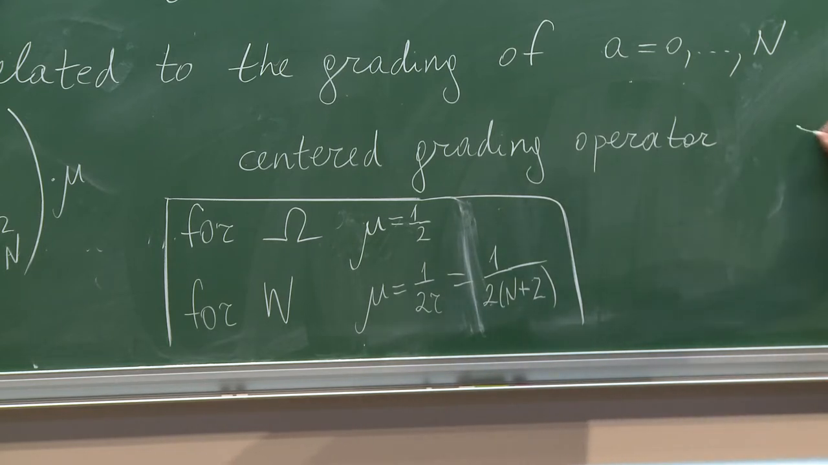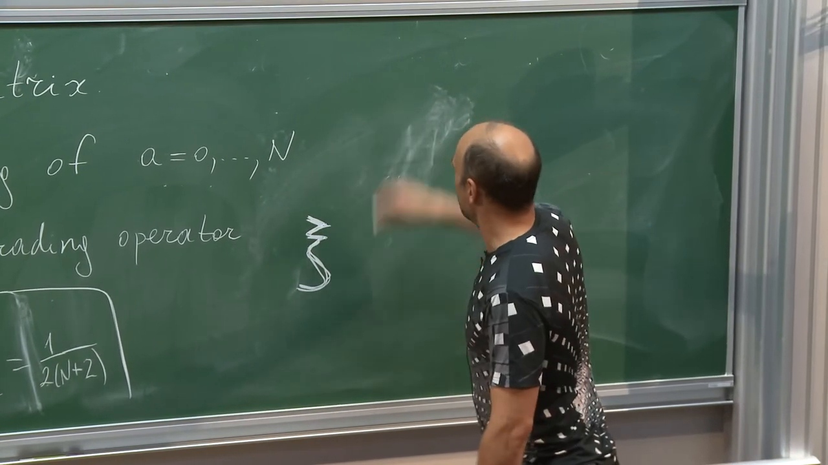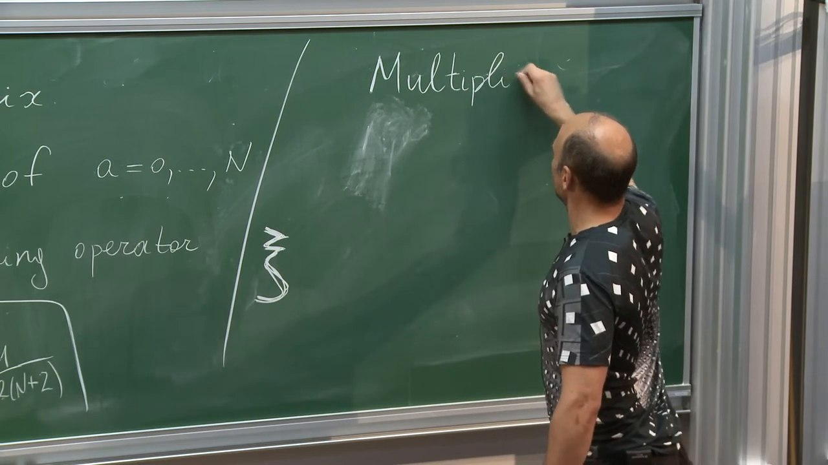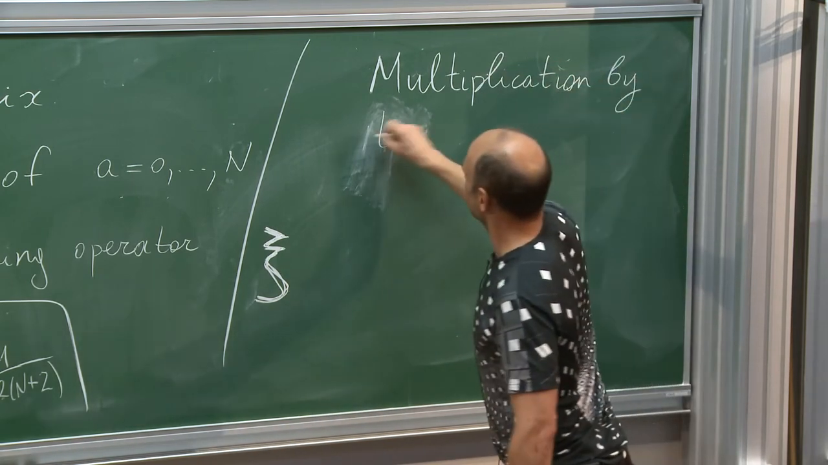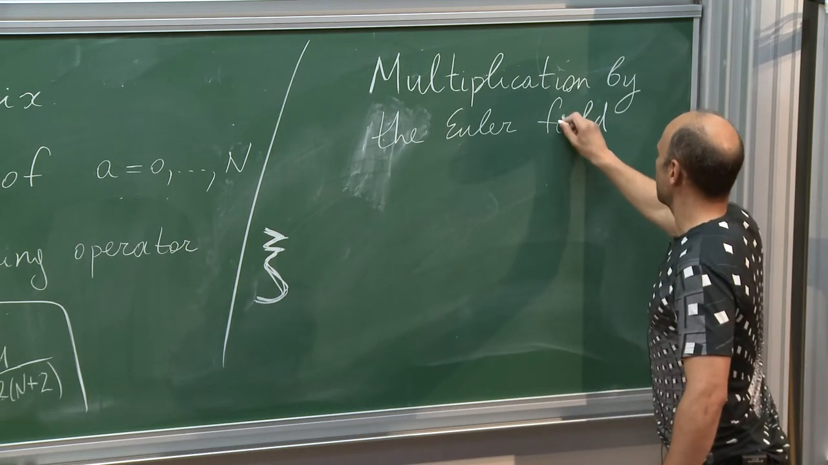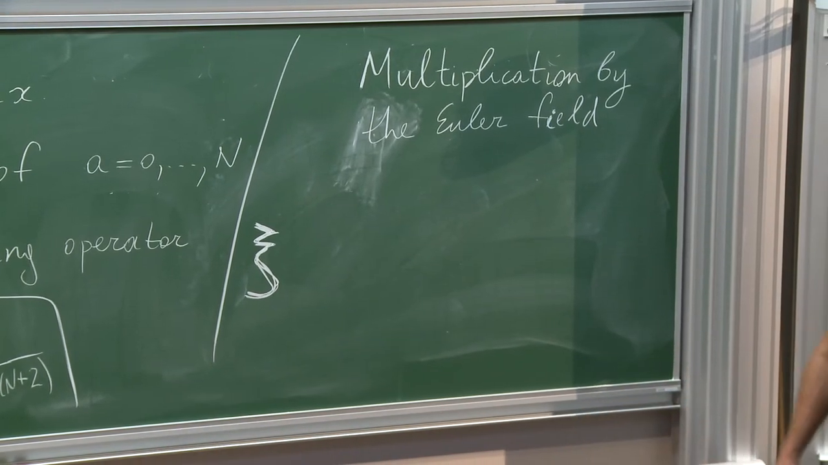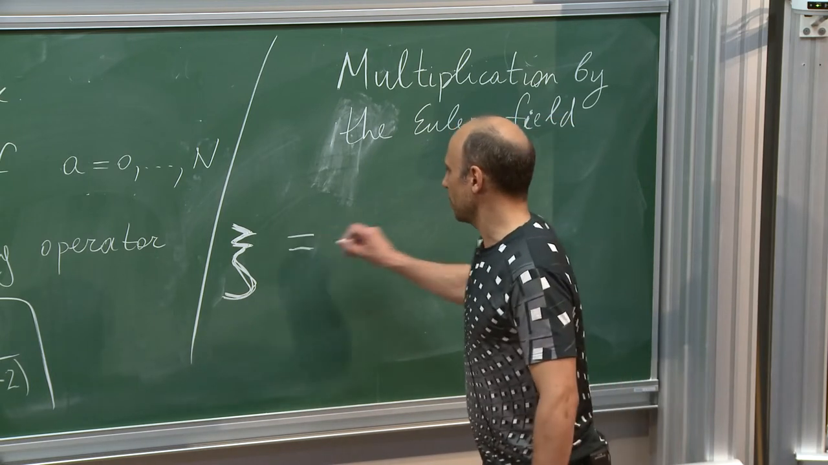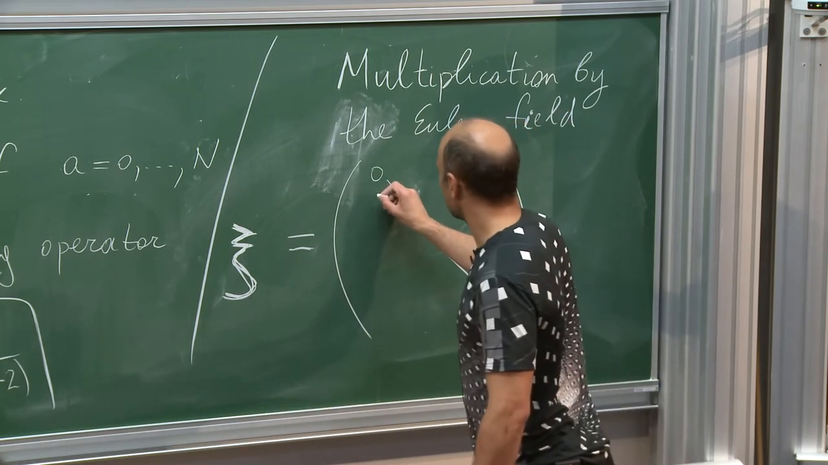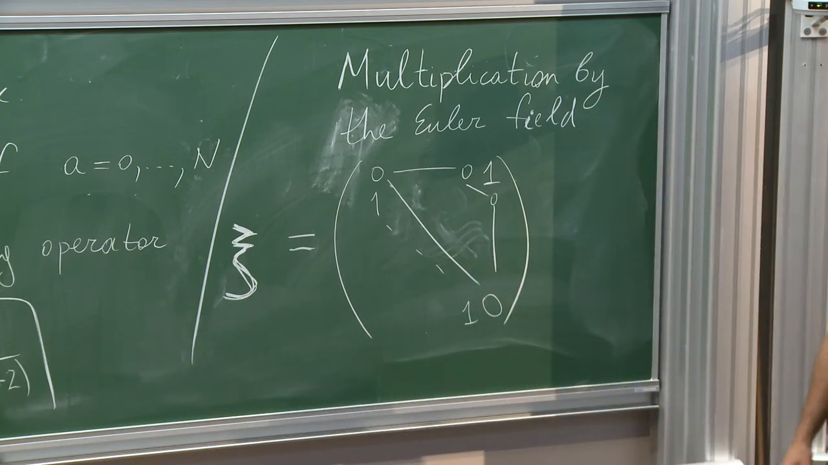Okay, and there is another matrix, boldface psi. And that's the multiplication by the Euler field. So I'm sorry, I am skipping a little bit too much, but this is the last thing I'm skipping. So the Euler field is again related to the same grading. When you have a grading, you also have an Euler field. And there is a matrix of multiplication by this Euler field, and this is given, this matrix is just a shift by 1 modulo n plus 1.